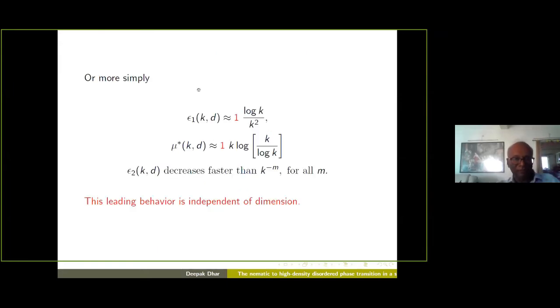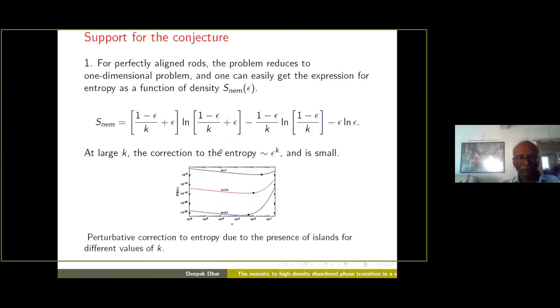Okay, or more simply, it says epsilon 1 of k goes like log k by k squared, mu star goes like k log k by log k, and epsilon 2 of k goes faster than k by m. And interestingly, this coefficient of log k by k is always 1 in all dimensions. And even for mu star, the coefficient is 1 in all dimensions. So this is the conjecture. Now I will give you the support for this conjecture.